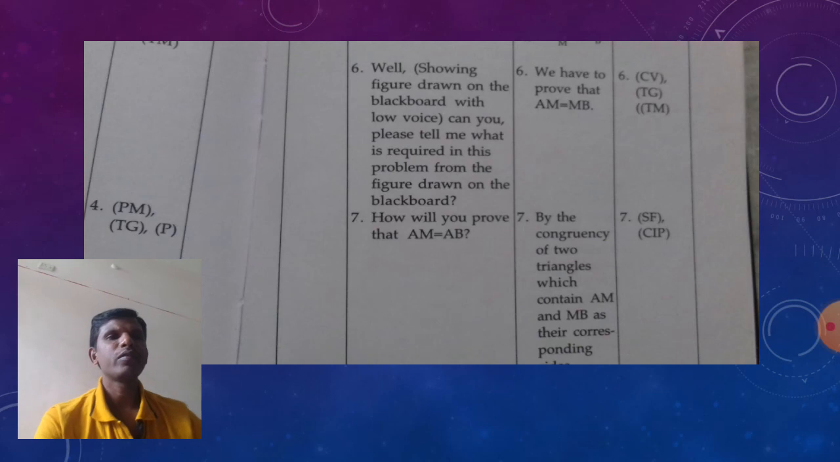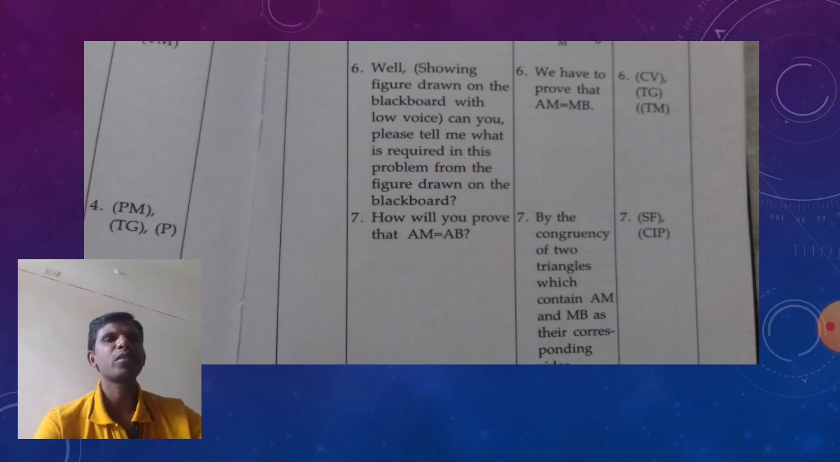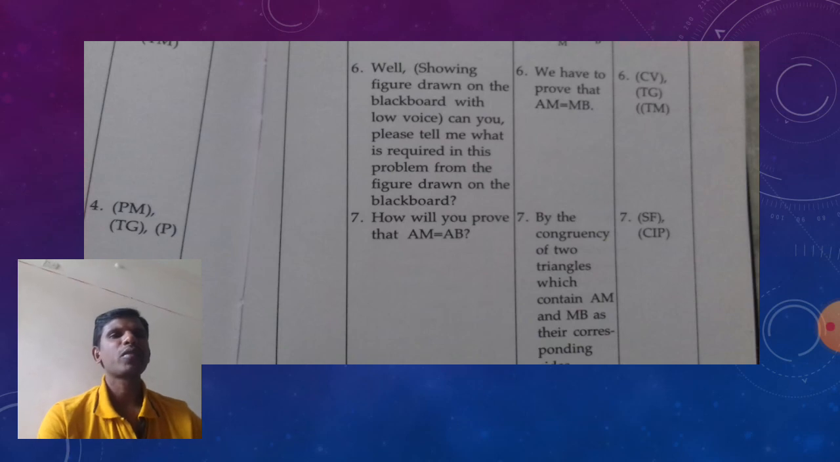Sixth one, well. Then after giving the names on the board, the teacher should express his happiness, and he has to appreciate the student who has given the names for that one. Well, showing the figure drawn on the blackboard with a low voice. Yes, like this. Yes, well, very good. Like this.